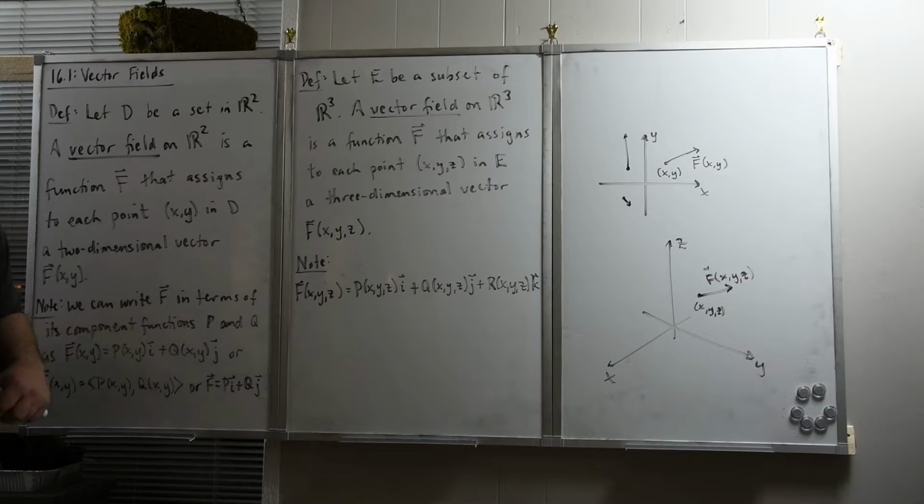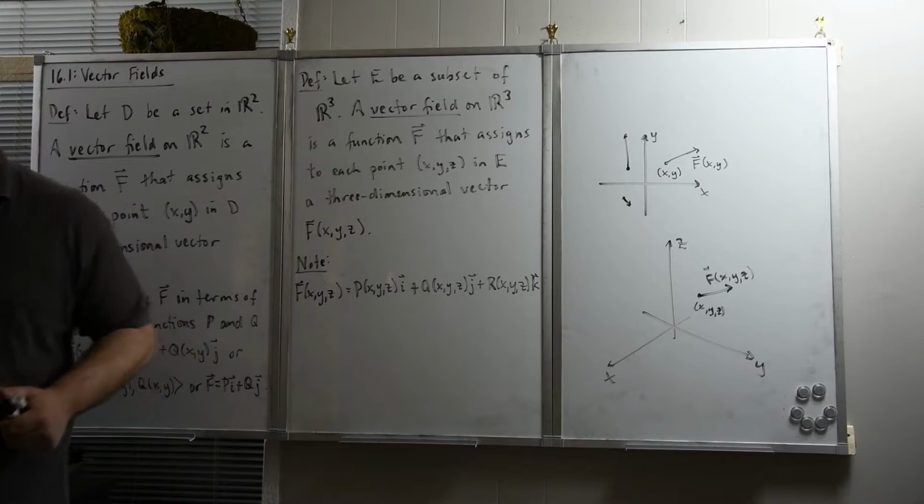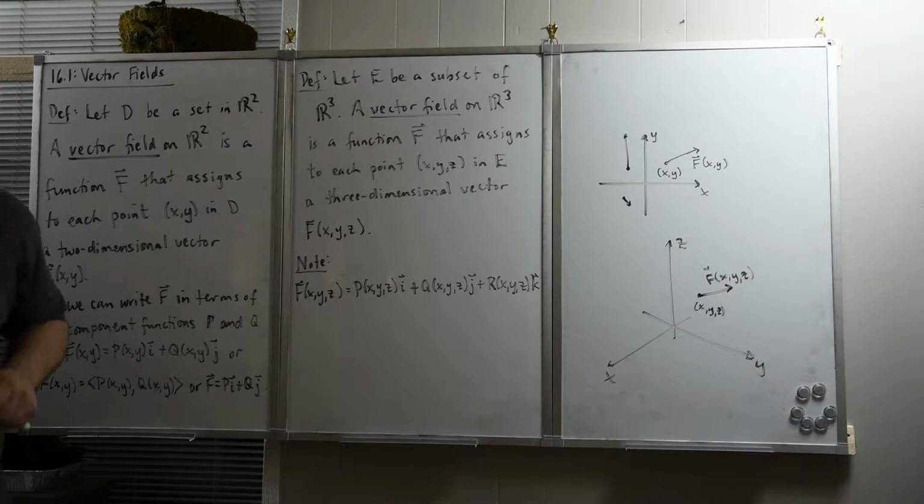You get a whole bunch of different points perhaps, and you can get a pretty good idea of what your vector field looks like. Now, let's take a look at a specific example.